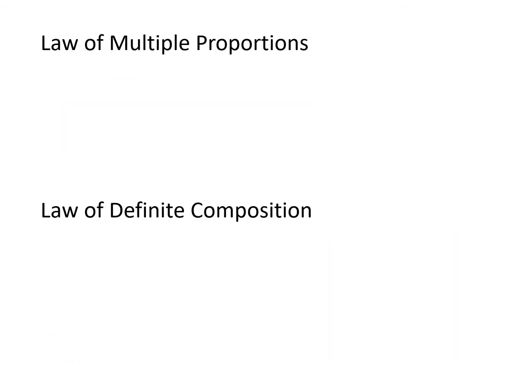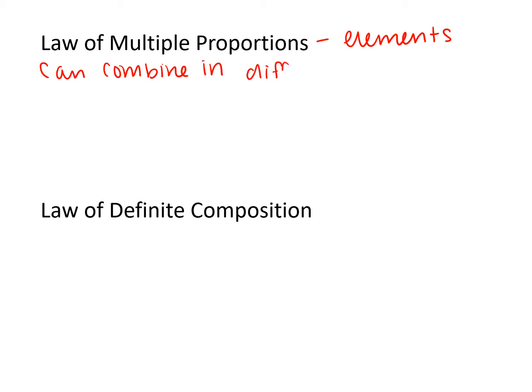So when we think about elements and compounds, it's important for us to think about these two laws, because these two laws help us understand how we have so many different compounds that exist. The first thing we're going to talk about is the law of multiple proportions. And this law states that elements can combine in different whole number ratios to form different compounds.